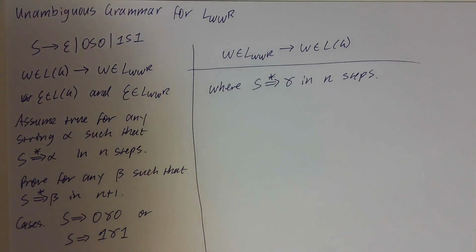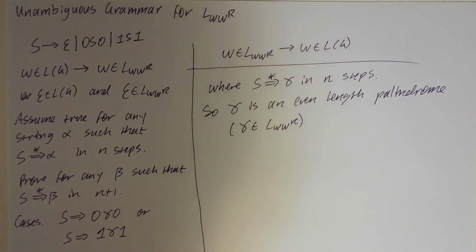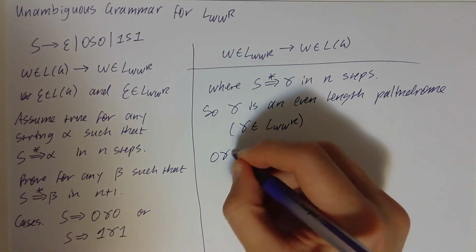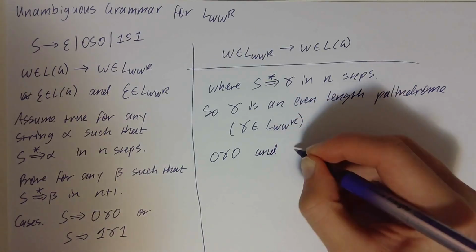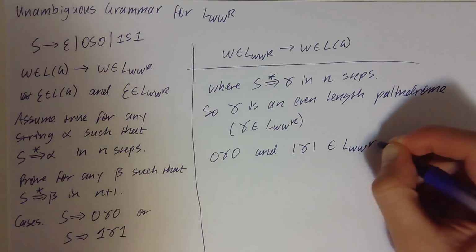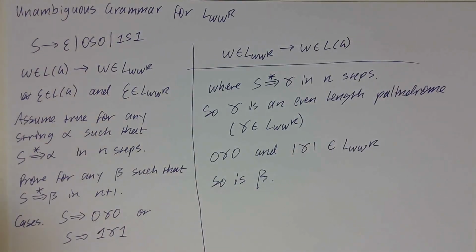Then by inductive hypothesis, it must be the case that gamma is an even length palindrome. And clearly, when you take an even length palindrome and put the same character on the start and the end, then they're also even length palindromes. So these strings are also in the language, which means so is beta. So therefore, we have proven by induction on derivation length that if the string is generated by the grammar, then the string is in the language. That is, the string is an even length palindrome.